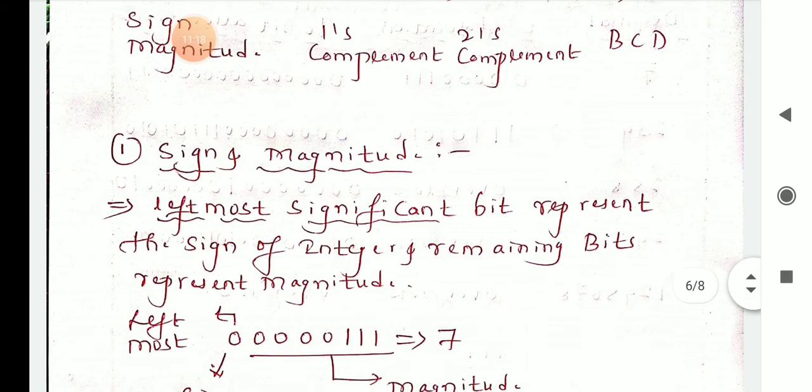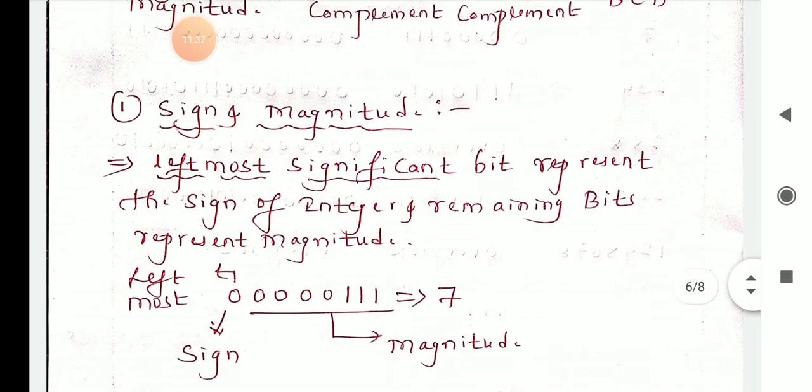So first we will discuss sign and magnitude. In sign and magnitude, if you want to identify it, the leftmost significant bit represents the sign of the integer and the remaining bits represent the magnitude. So you have to follow that the leftmost bit represents the sign of the integer and the remaining bits represent the magnitude.